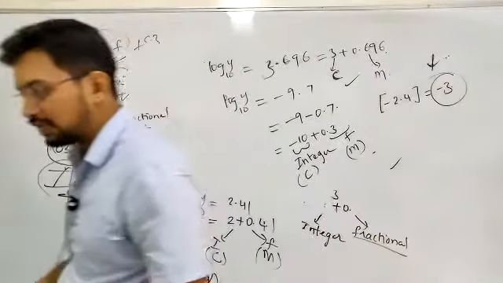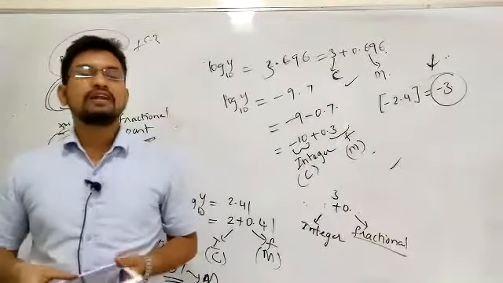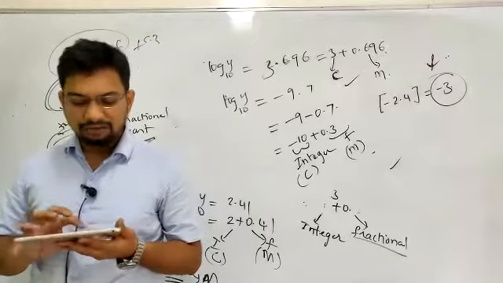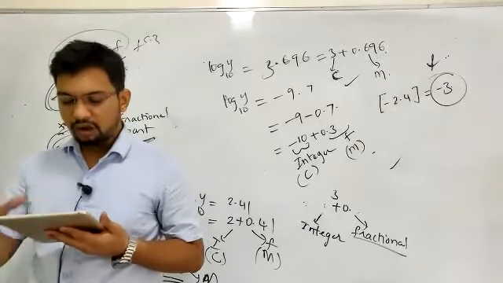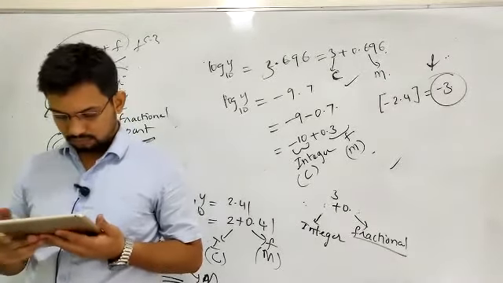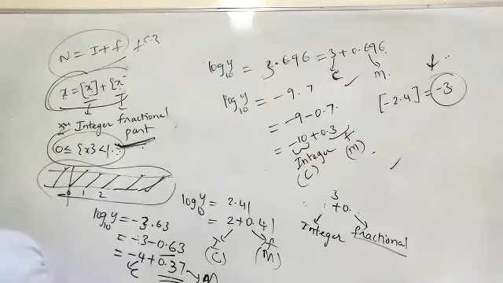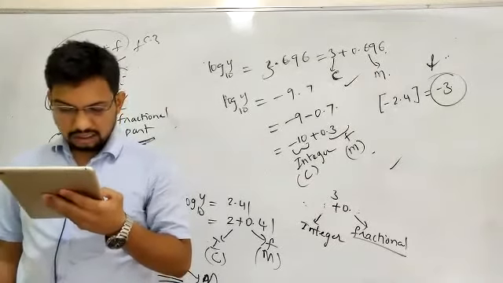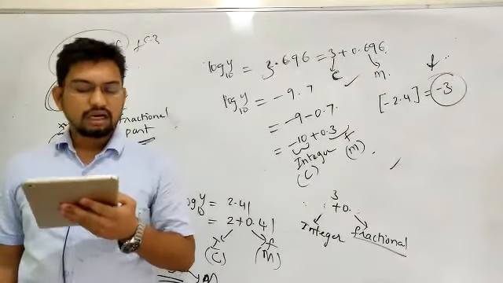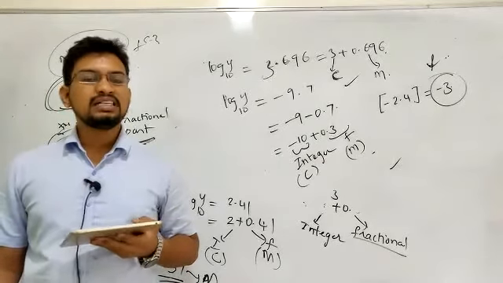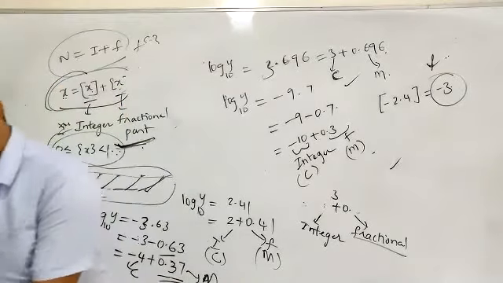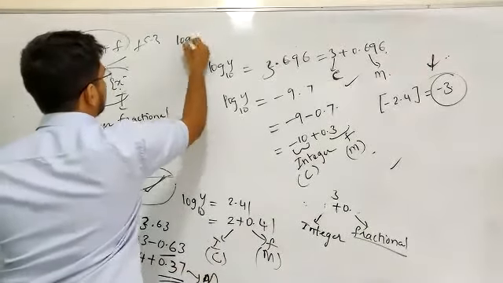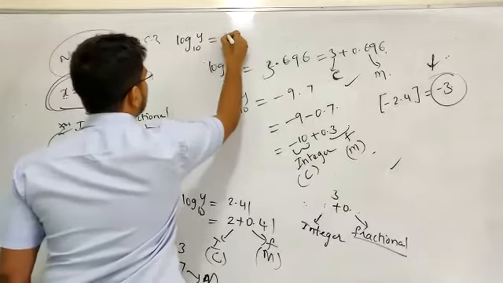Write down a note. Please write down this note. I'm telling you the definition. Every common logarithm consists of an integer part and a fractional part. Like something like this: log y to the base 10 is equal to I plus f.